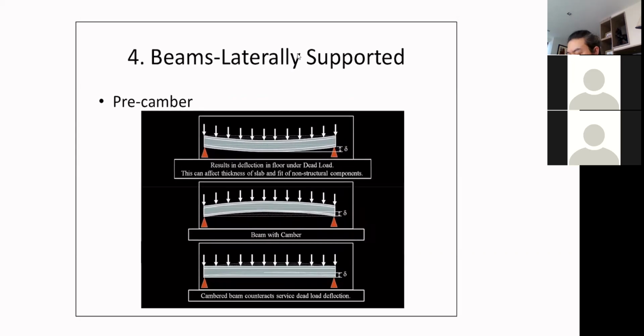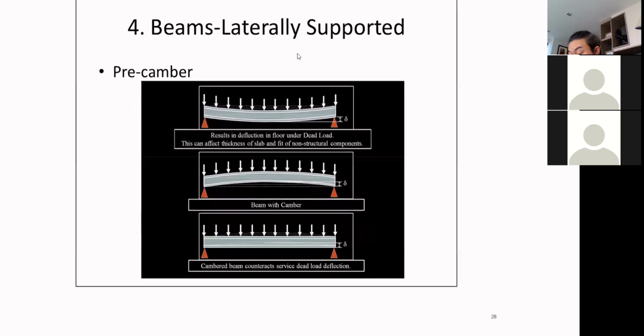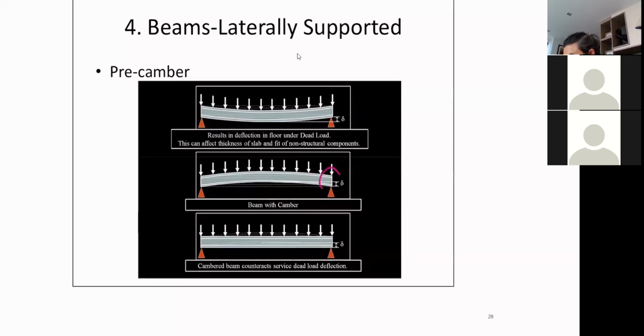But the pre-camber will come with some limitations as well. For example, actually this picture is a bit optimistic, you know. Say the real beam, when you pre-camber it, its end doesn't look straight like that. It's just going to look like that, right? So to try to connect this beam to the connection would be challenging as well. Okay?